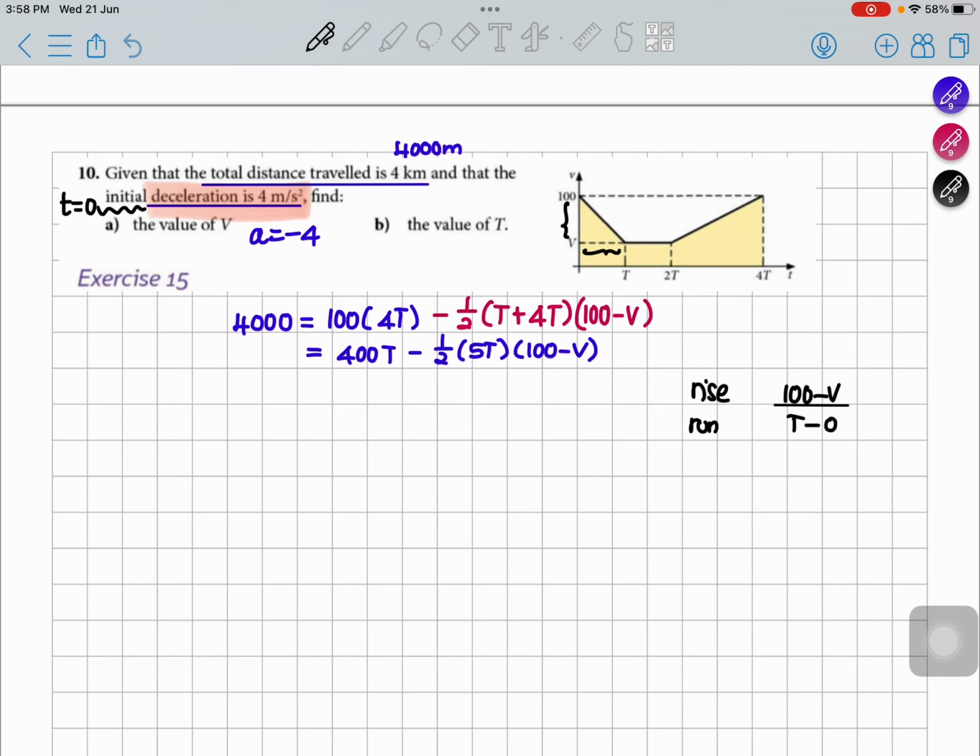But then I know that the direction of the slope is going down, so I need to indicate that. You need to put a minus. That is exactly your gradient. Correct? You can express that as minus 4, which is your acceleration. So let us just solve. 100 minus v over t is equal to 4. 100 minus v is 4t.